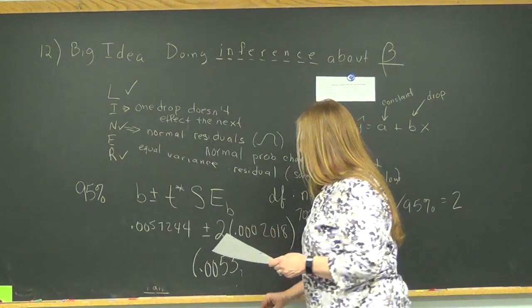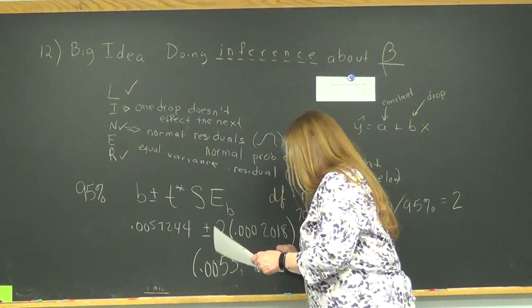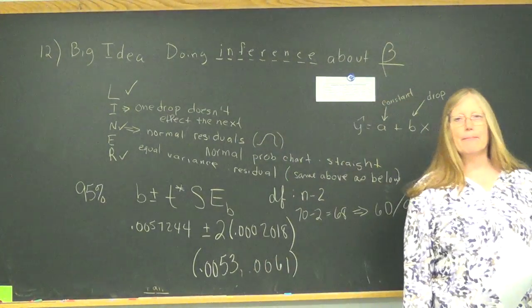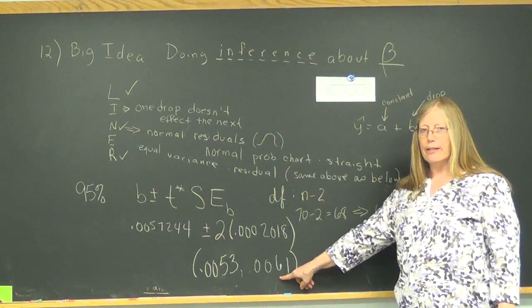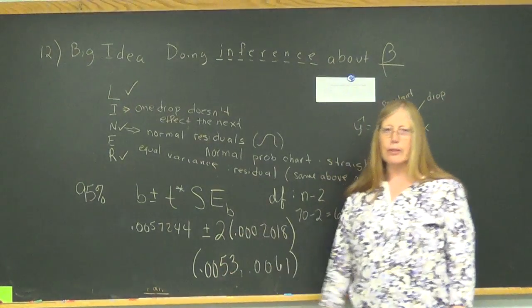That started at 0.0053 basically and went to 0.0061. It's a plus or minus equation. So you go through with the plus, you'll get the 0.0061. You go through with the minus, you'll get the 0.0053.